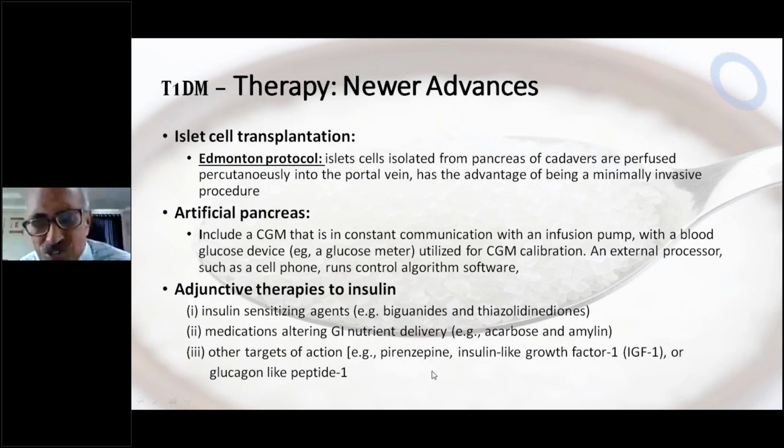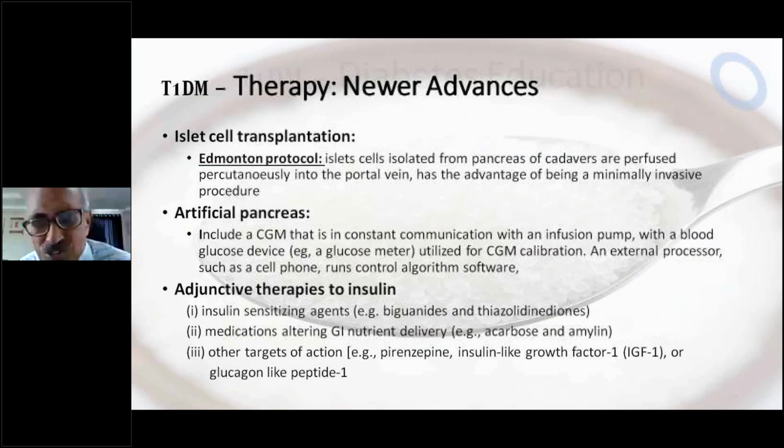Other targeted actions involve insulin-like growth factors, glucagon-like peptide and pramlintide. These are the newer drugs under trial, which are adjuncts to insulin, not substitutes for insulin. That's for your information. In exams, if you write it or not, it's not very important.